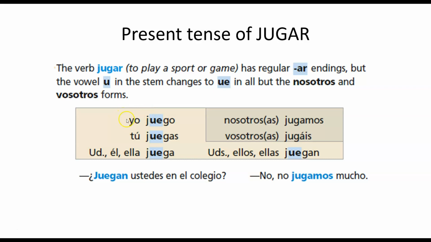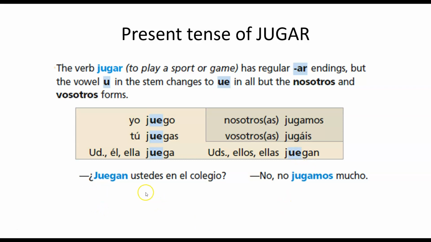So we have yo juego, I play. Tú juegas, you play. Usted juega, you formal play. Él or ella juega, he or she plays. Nosotros jugamos, we play. Vosotros jugáis, y'all play. Ustedes juegan, you all play. Ellos, ellas juegan, they play.